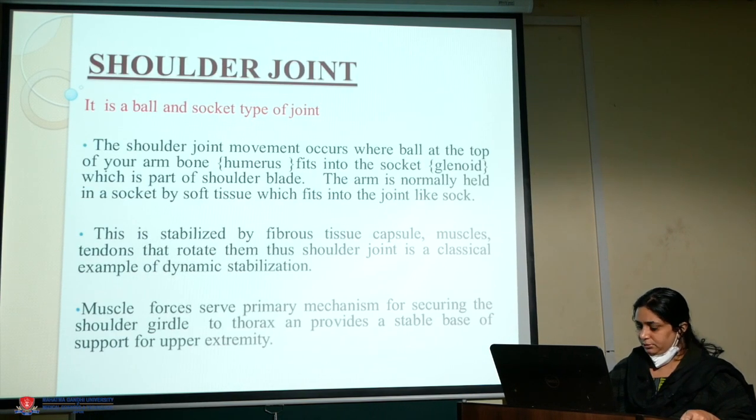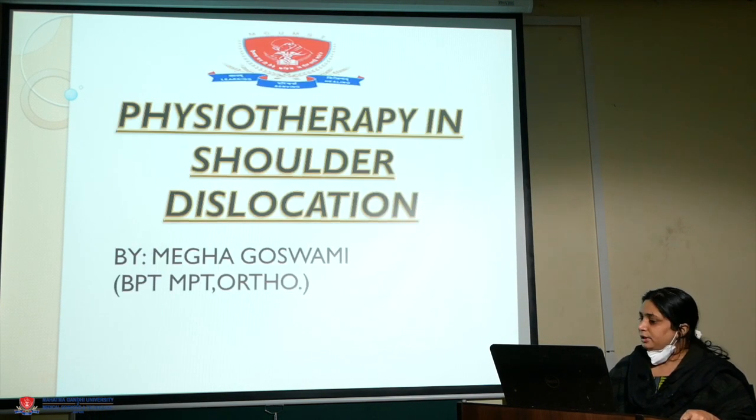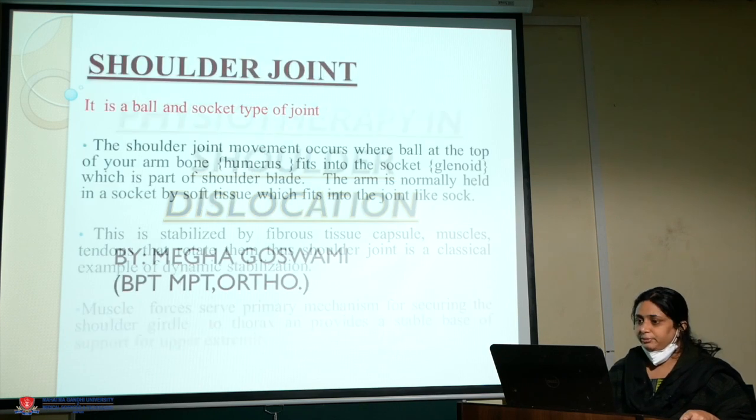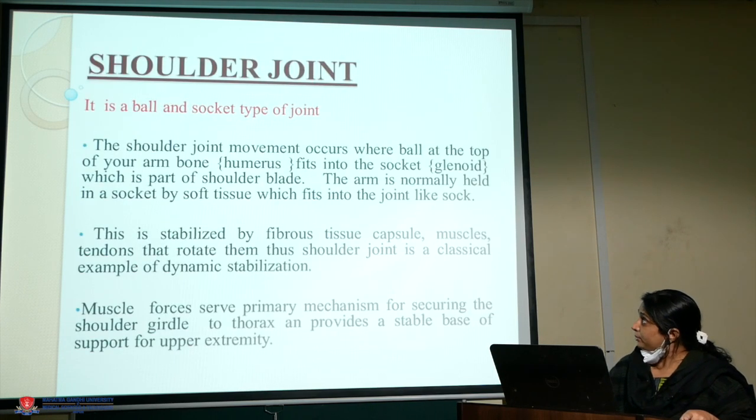Today I am going to talk about physiotherapy in shoulder dislocation. Shoulder joint. So let's talk about the shoulder joint. It is a ball and socket type of joint. The shoulder joint movement occurs where the ball at the top of your arm bone fits into the socket, that is the glenoid, which is a part of the shoulder blade.